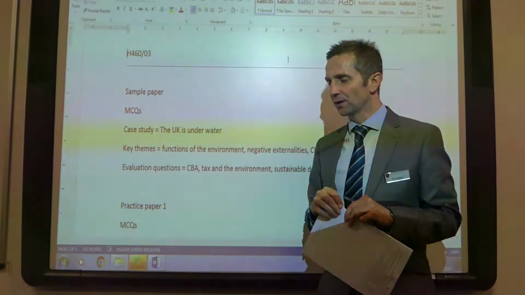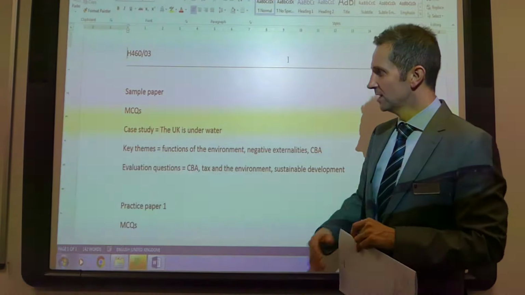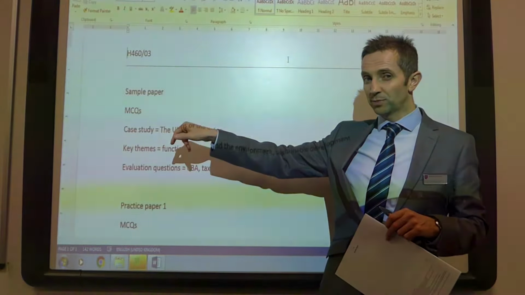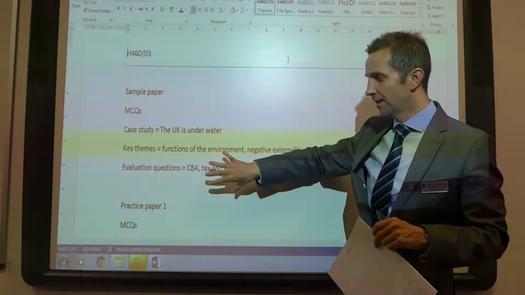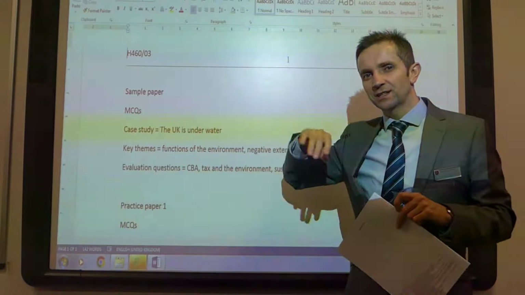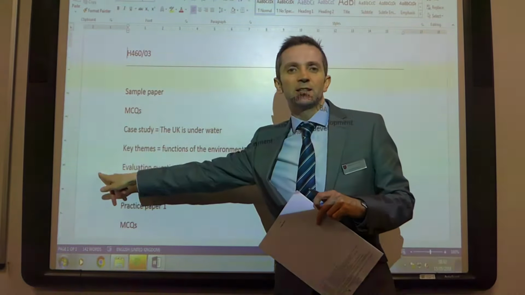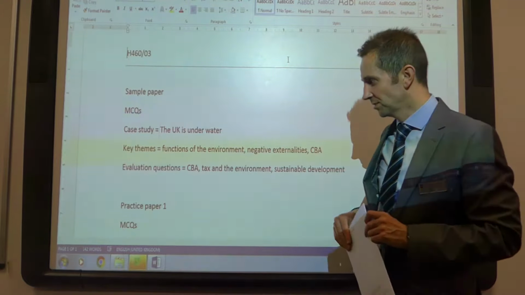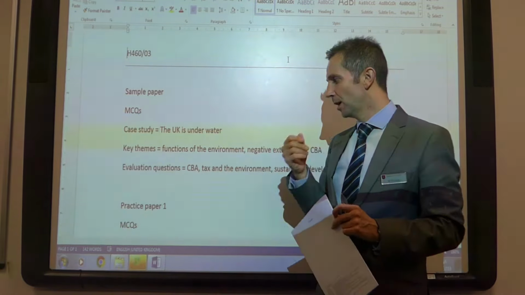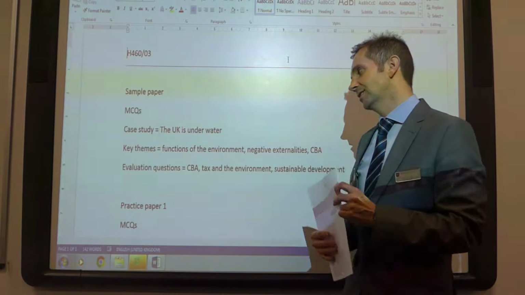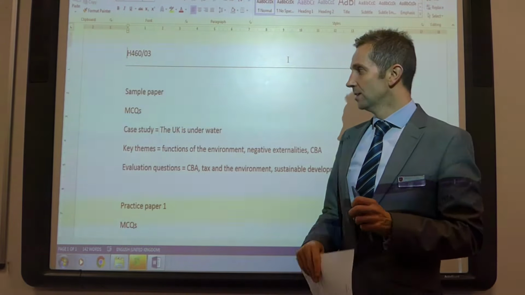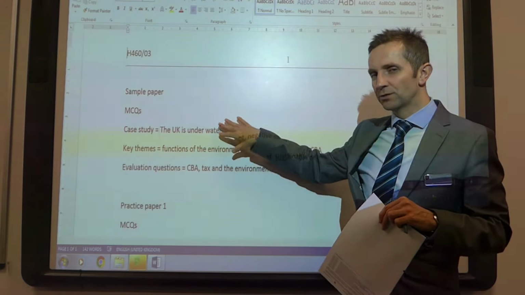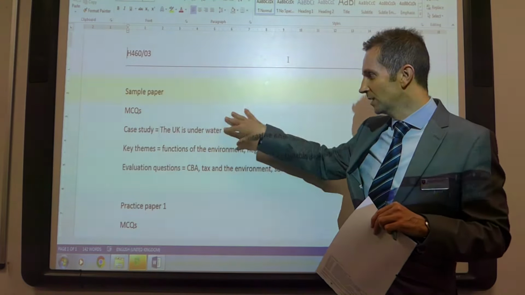Remembering the format of this particular paper is 30 multi-choice questions, then obviously you're presented with your case study, and then you have a set of data questions, and that includes and incorporates your 3 evaluation questions. So no essay questions here, but 3 fairly significant extended answer questions. So sample paper 1, the case study was with regard to the UK and water.